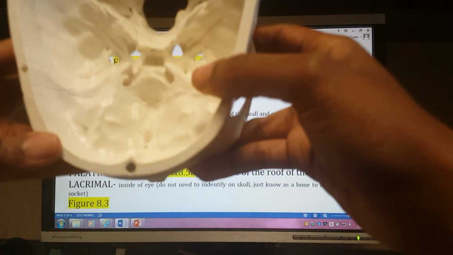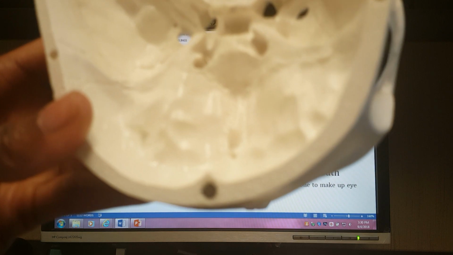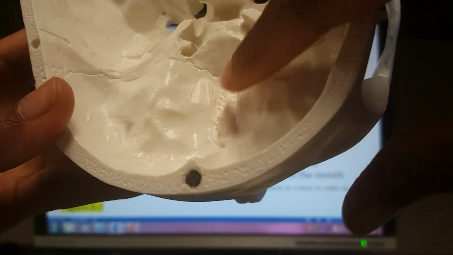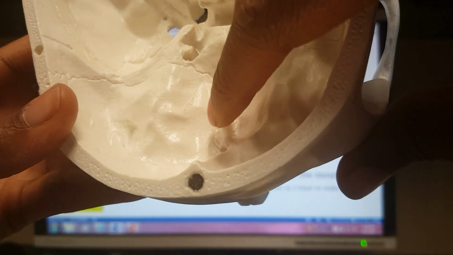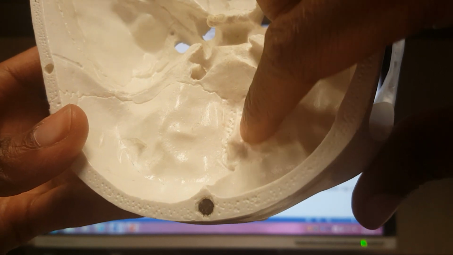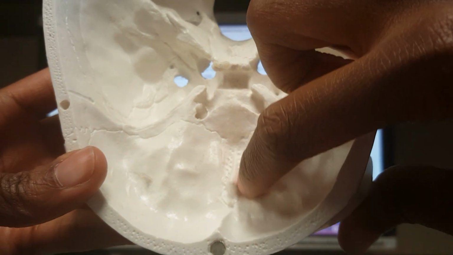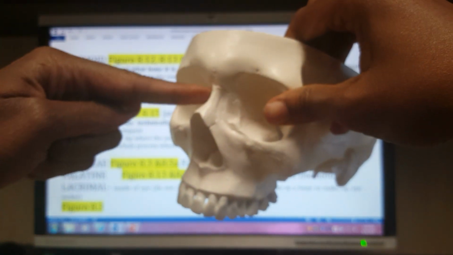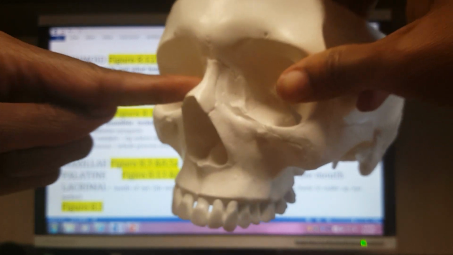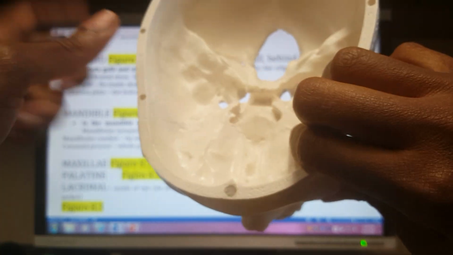Let me zoom this in. And focus. All right. So this little fin here is your cristae galli, and then the little dots on the side of it is called your cribriform plate, and that allows your nerves that are coming from your nasal cavity to be able to run up and towards your brain. So just little spaces for that. Again, looks better on our real human skulls that we have in the lab.